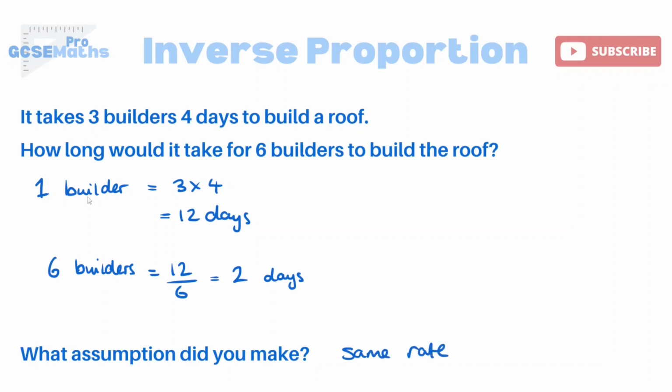Because technically, in real life, you can have one builder that's a lot more productive or a lot faster than another builder, so you might end up having more builders, but some of them might not be very good, so then you end up not having it take that many days less. So whenever it says what assumption did you make, relate it to the context, but say something along the lines of, we assumed that everything was at the same rate.